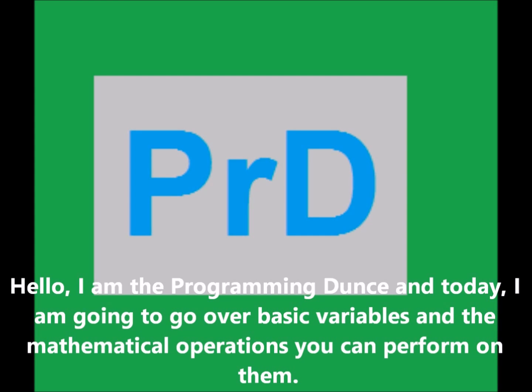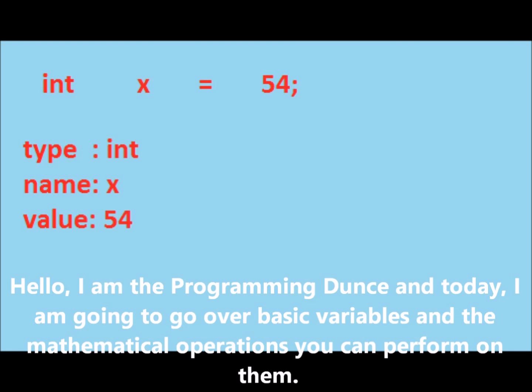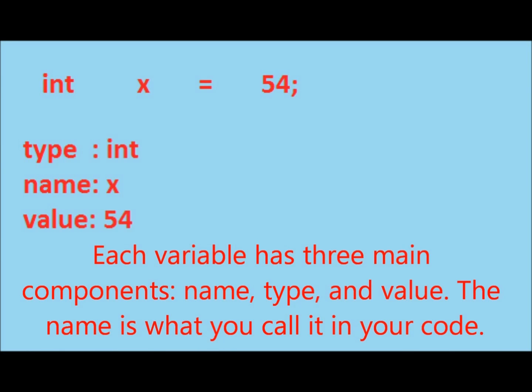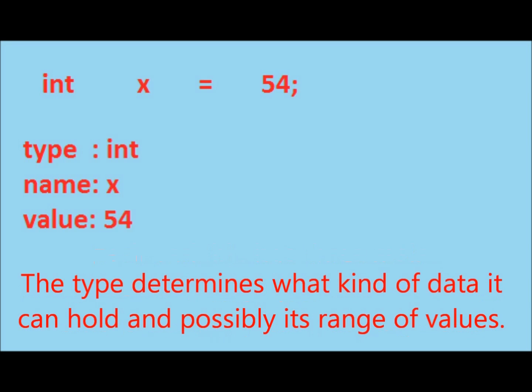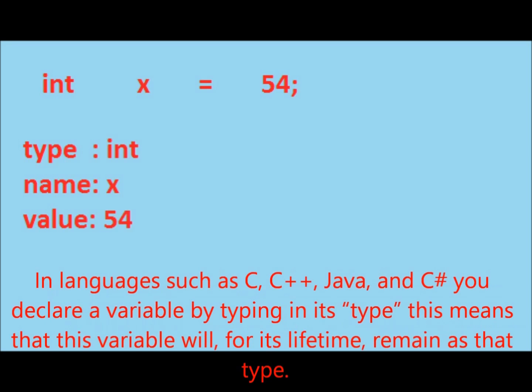Hello, I am the programming Dunce, and today I'm going to go over basic variables and the mathematical operations you can perform on them. Each variable has three main components: name, type, and value. The name is what you call it in your code. The type determines what kind of data it can hold, and possibly its range of values.